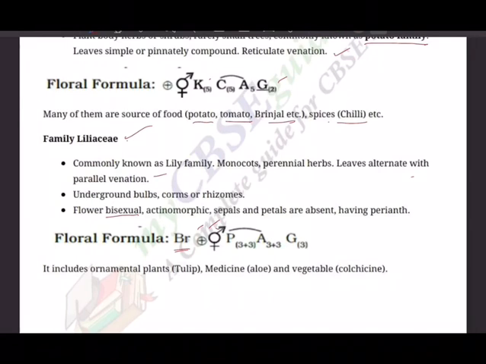Sepals and petals are tepals, okay, tepals. And we represent the tepals with the perianth, and those are arranged in a 3+3 arrangement, and they are within a bracket means fused. Androecium again 3+3 stamens, and the stamens are attached to the tepals. And of course gynoecium, three chambers are there when we take the section, and all the 3 are joined or fused. And of course again this is the superior ovary. It includes ornamental plants like tulip, medicinal plant aloe vera, vegetables, colchicine.